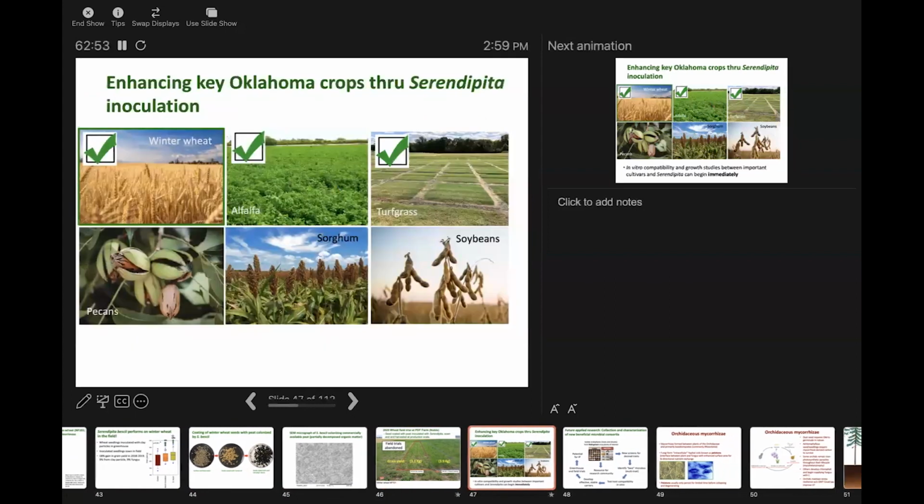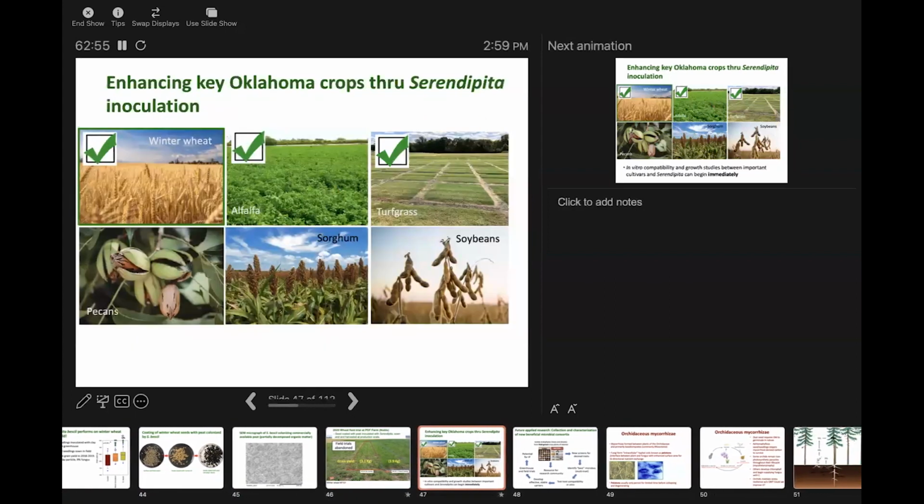Okay, so now at OSU, I'm tasked with trying to help different Oklahoma crops with fungi like this Serendipita. These are my targets. This is number one. Number two, everybody likes their turf grass here. I don't. I'm from Arizona where there's like a gazillion golf courses. But again, pecan, that's another one.